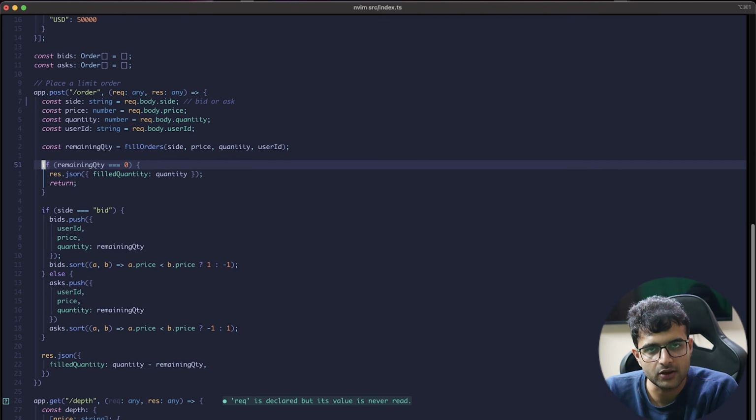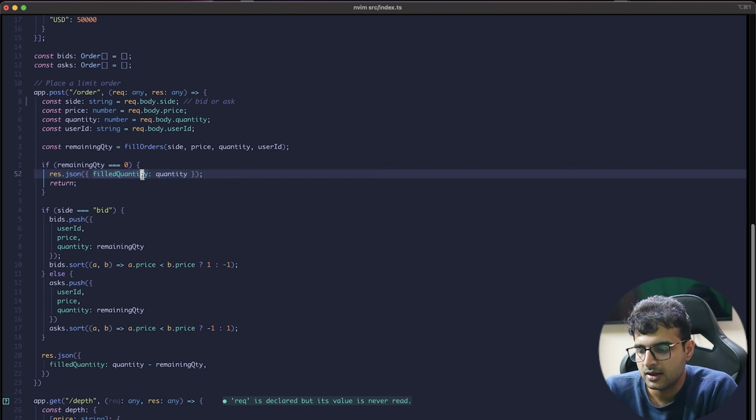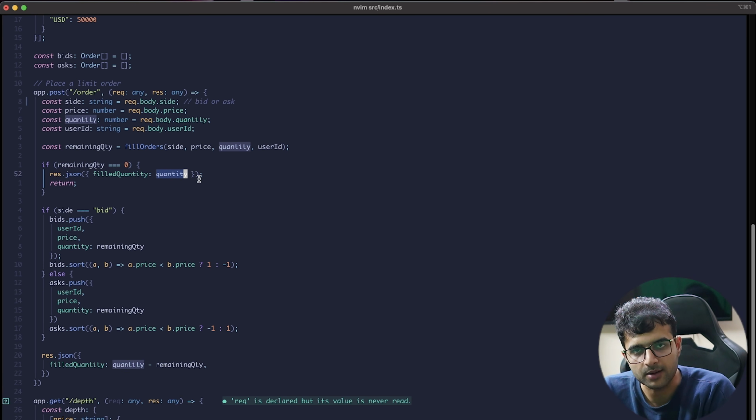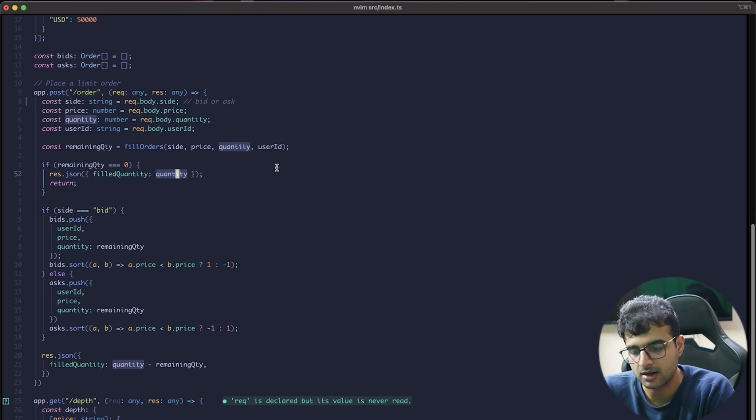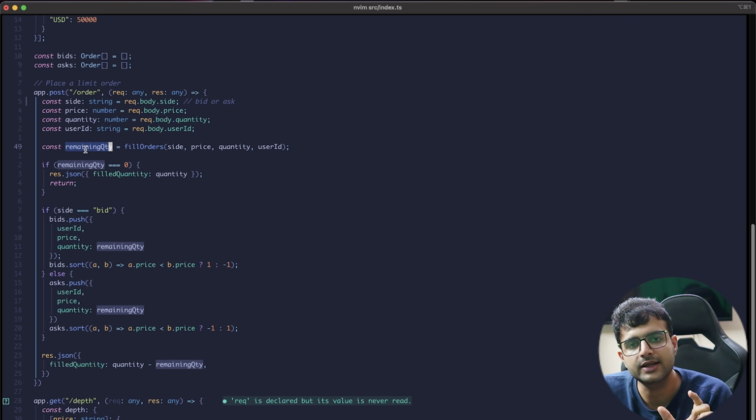We don't have to put anything on the order book, and you can simply return filled quantity equal to quantity. This is something that traders expect to get back when they're placing an order. They want to know how much of it got filled and how much is still remaining. In this case, the complete quantity got filled if the remaining quantity variable is 0, because it is the quantity that the order book was not able to process.